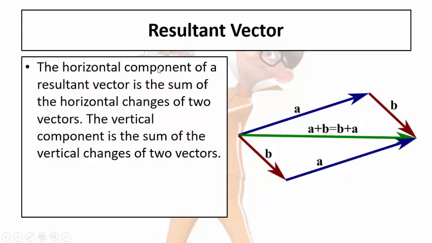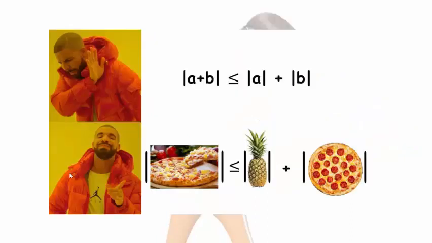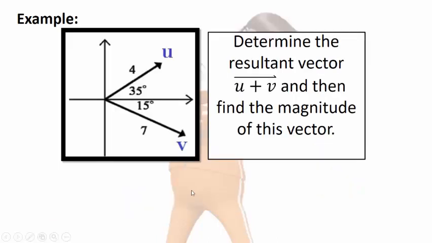Here I have written that the horizontal component of the resultant vector is the sum of the horizontal changes. The vertical is simply the sum of the vertical changes. Another result of this parallelogram is known as the triangle inequality, and I wanted to include this here. We use this quite frequently in mathematics. To give you another idea, I just want to talk about this meme that came out this week, and it actually used an example of the triangle inequality. So the magnitude of the resultant vector is less than or equal to the sum of the magnitudes, and hopefully you appreciate that joke.